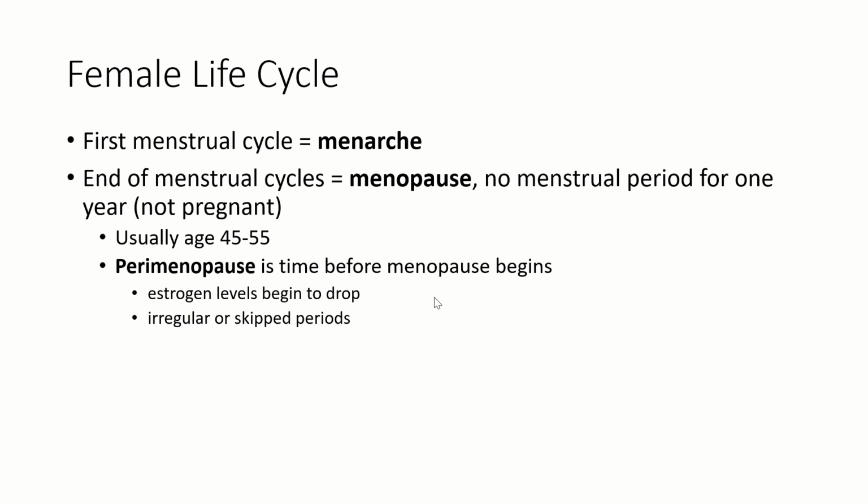Anyway, so that is the female menstrual cycle in the human female. Stay tuned for contraception and sexually transmitted diseases.